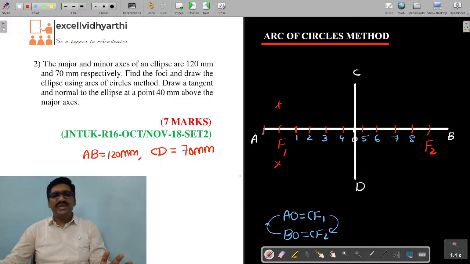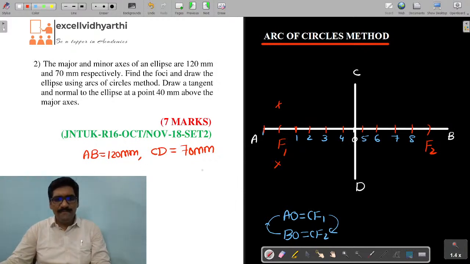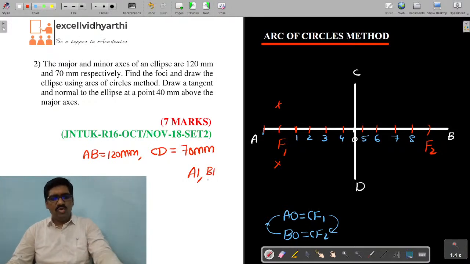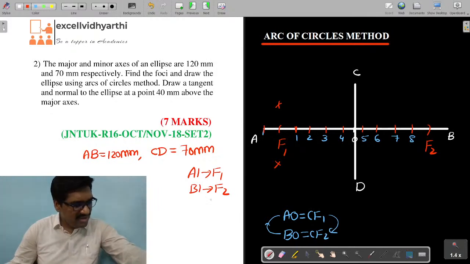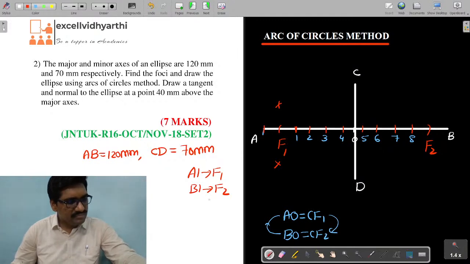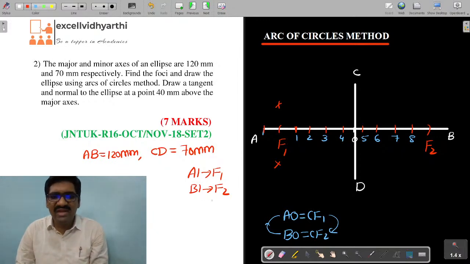Are you following? So here I am writing clearly, all of you. A1. Next B1. Or you can write one thing clearly. A1 as radius, F1 as center. Next B1 as radius, F2 as center. I hope you are enjoying the class very well. Let's see what's happening here. A1, B1.